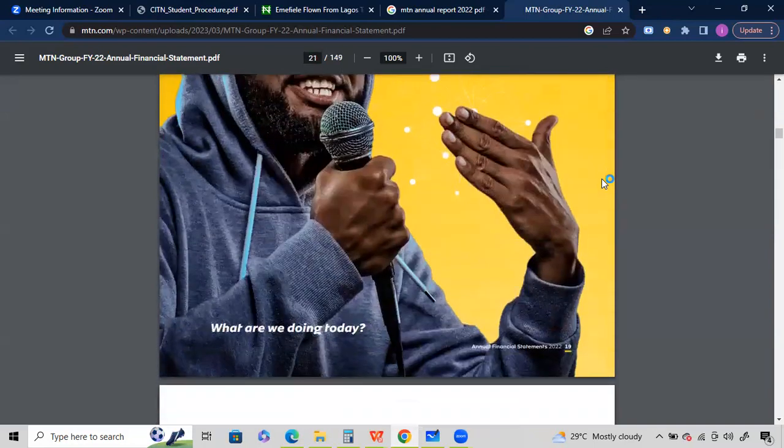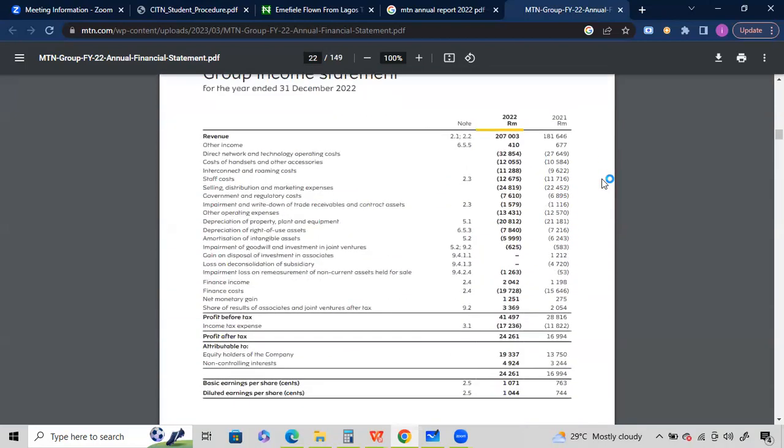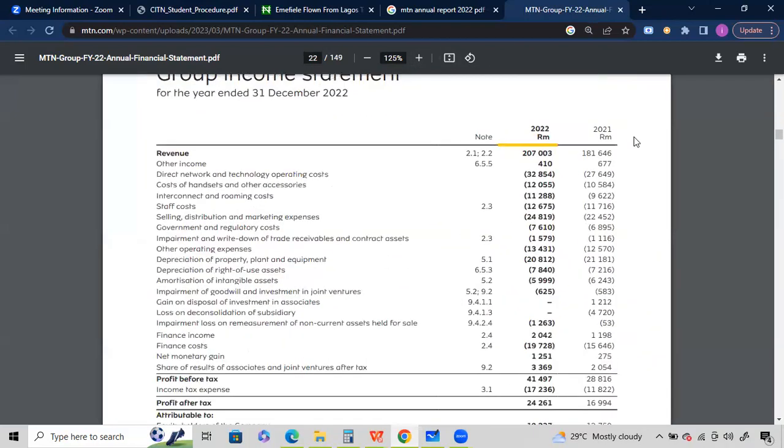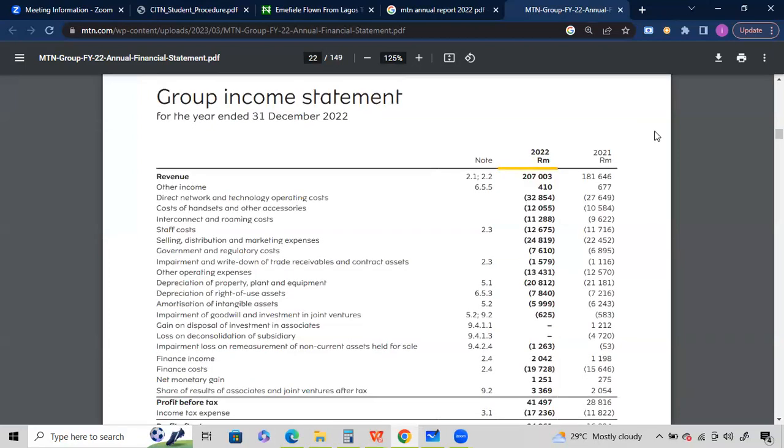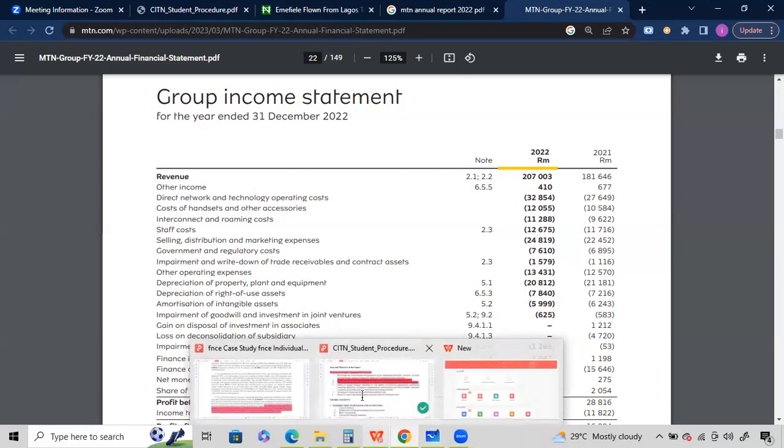So this is the financial statement of MTN as at 2022. As an accountant, you should be able to have this financial statement. The financial statement that we are going to be talking about cuts across different entities.